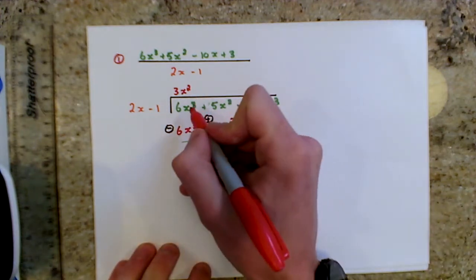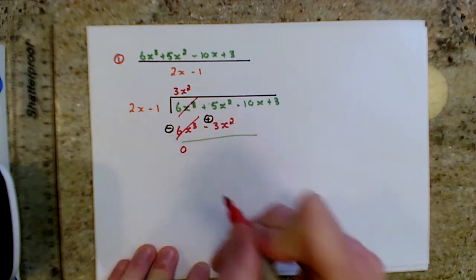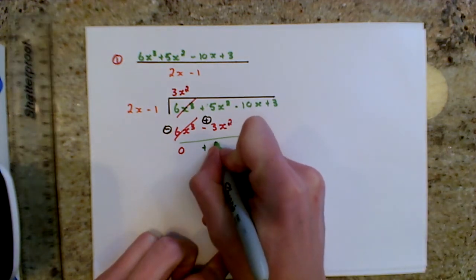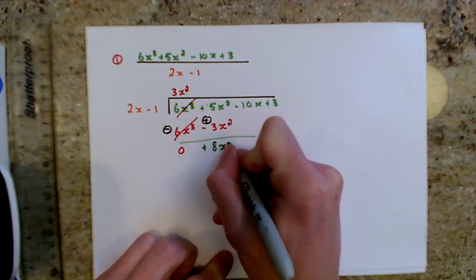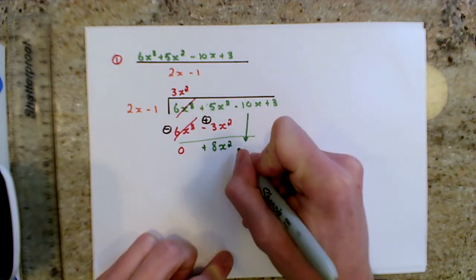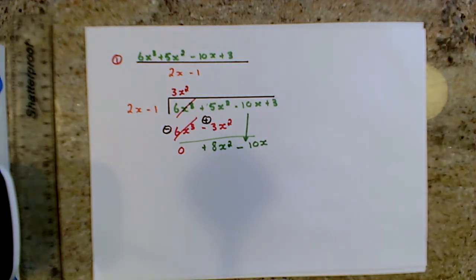And now 6x cubed take 6x cubed, well, they cancel or they result in 0. I'm just going to put that there for our sake. It's not necessary to show it. And now I have 5x squared plus 3x squared. Well, that would give me plus 8x squared. And I'm going to bring down my minus 10x. So essentially that is line number 1 complete.